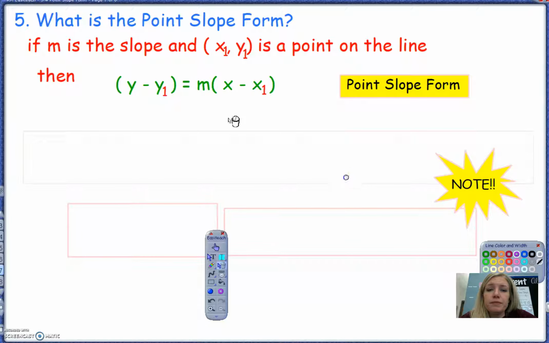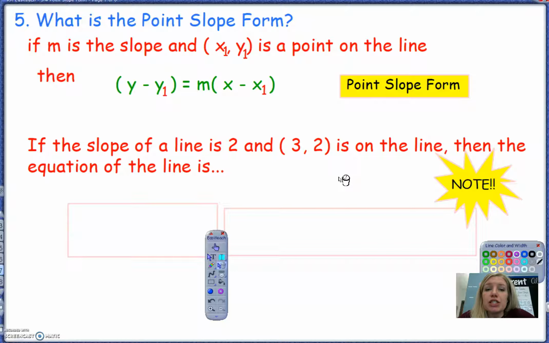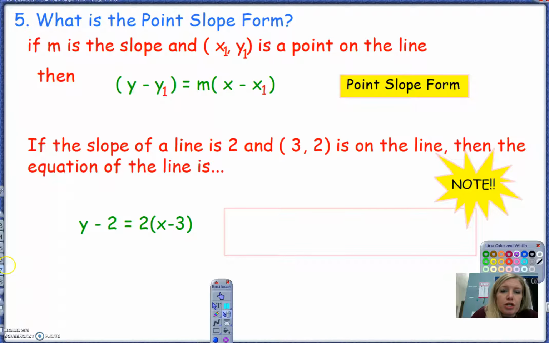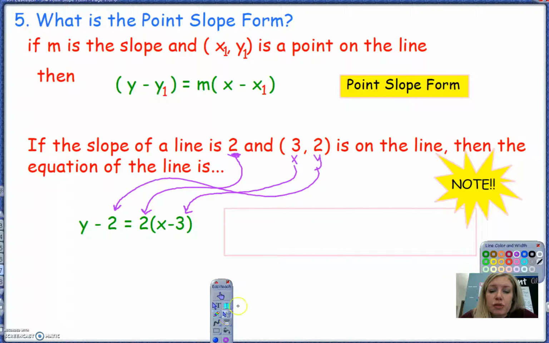So now, if the slope of a line is 2, and we have the ordered pair 3, 2, it's on the line, then the equation of the line is, so we're going to plug in what we know. We know that our slope is 2, so this 2 here went into my m spot. Here is my x and my y. So my x goes there. I'm subtracting x minus x and y minus y. Okay?